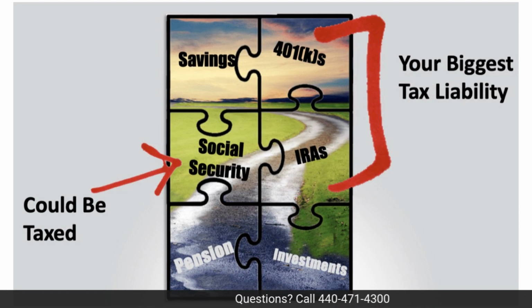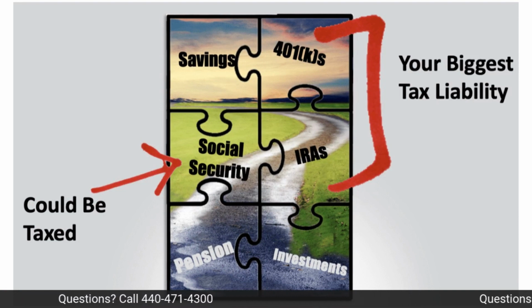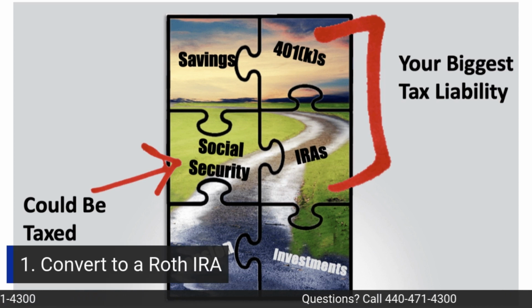Okay, so I want to talk through those 3 strategies then to reduce your taxable income. What's most important is that we get rid of those biggest liabilities, which are those tax deferred accounts. And that's why your first strategy is to consider converting those accounts to Roth accounts.